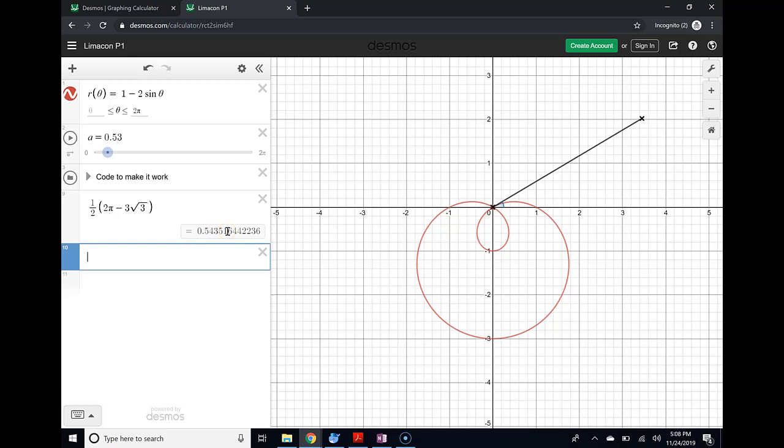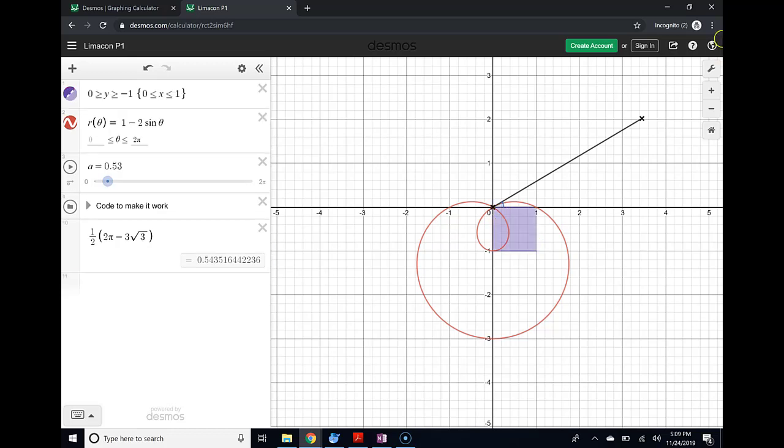So this is 0.54. One thing we should mention is that it's definitely good that this is positive, right? This is an area, not a net area or anything like this. So we should definitely have a positive answer. I like that. And then when I look at this, notice that this is a 1 by 1 square. Maybe I can go ahead and color in the 1 by 1 square.